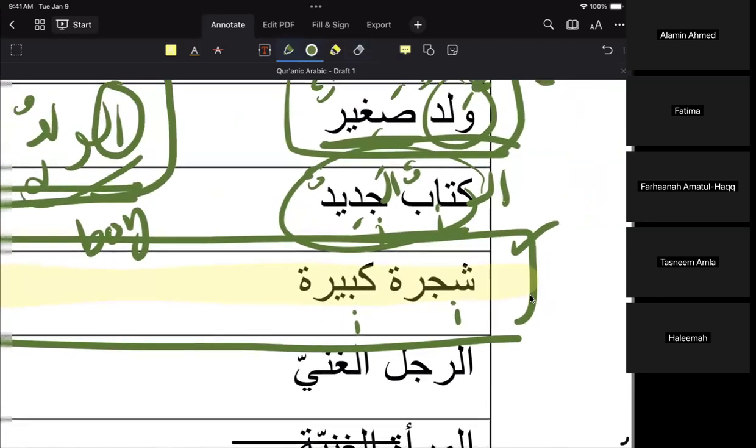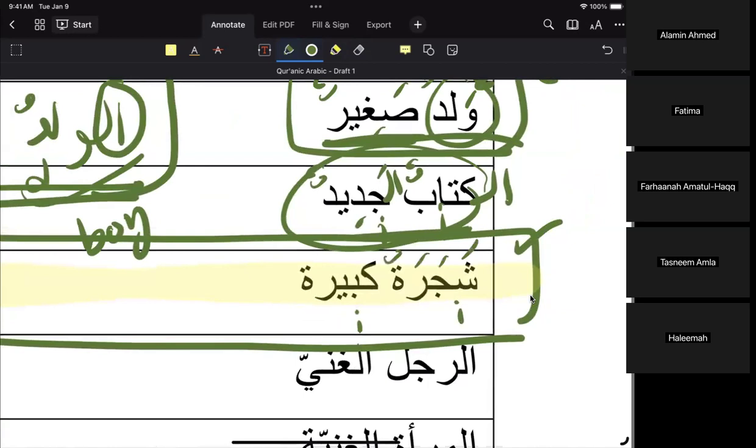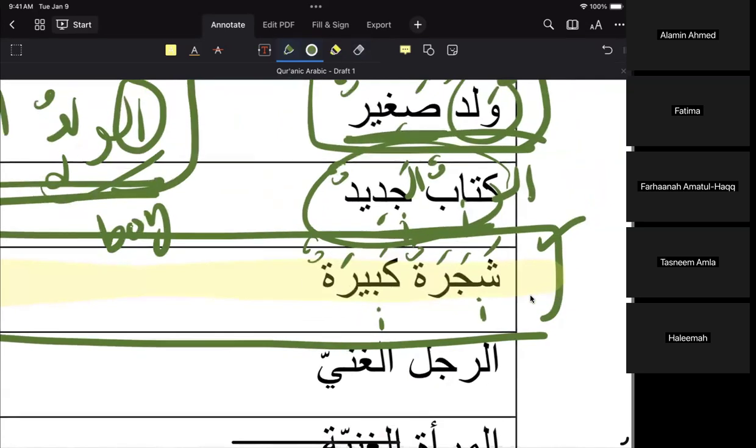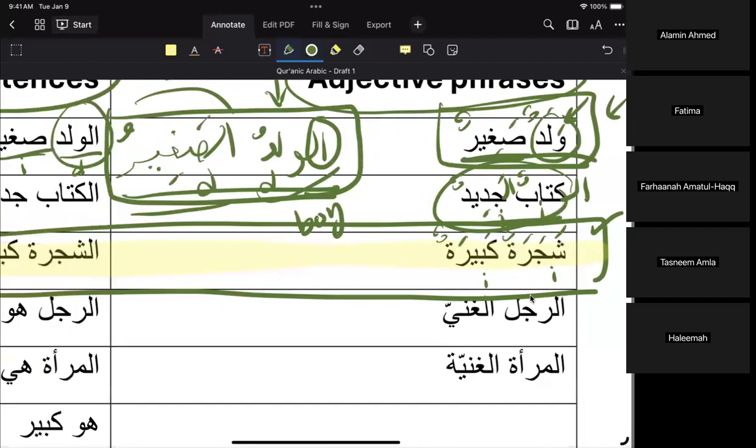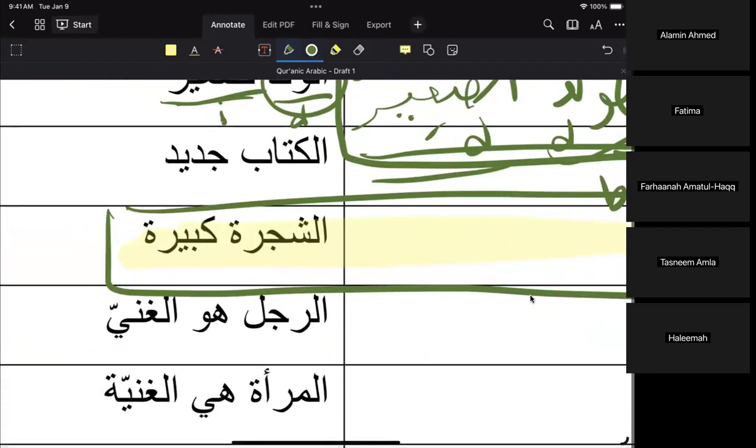If I wanted to say shajaratun kabiratun, that means a big tree. But if I want to say the big tree, I will say ash-shajaratu al-kabiratu. So this rule we already learned. And when we make the noun definite, ash-shajaratu, and keep the adjective indefinite, kabiratun.